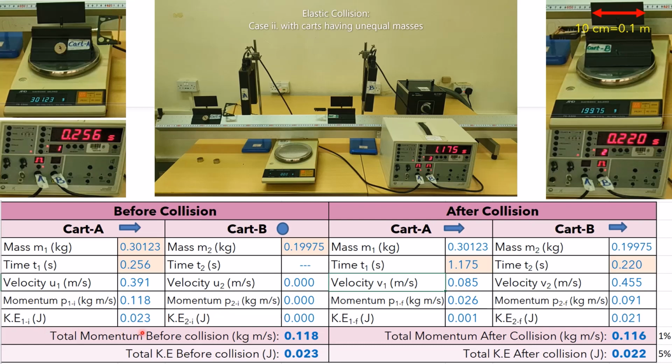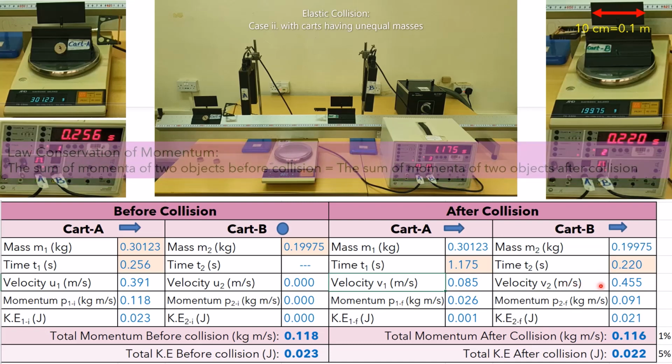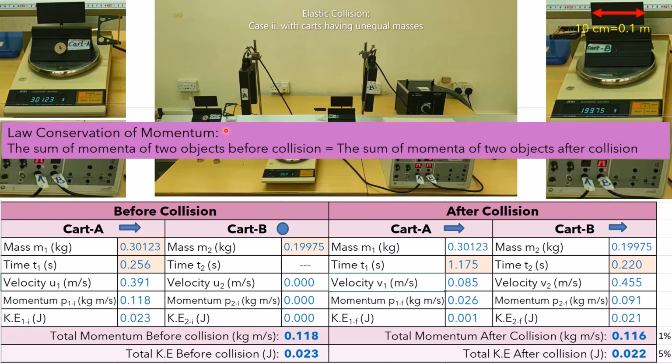Whereas the kinetic energy of cart A is 0.023 before the collision. After the collision, its value is 0.001. Whereas cart B has a kinetic energy of 0.021 joules. So with this, our tabular column is finished. Now let's go to the main part of the experiment, that is the law of conservation of momentum.